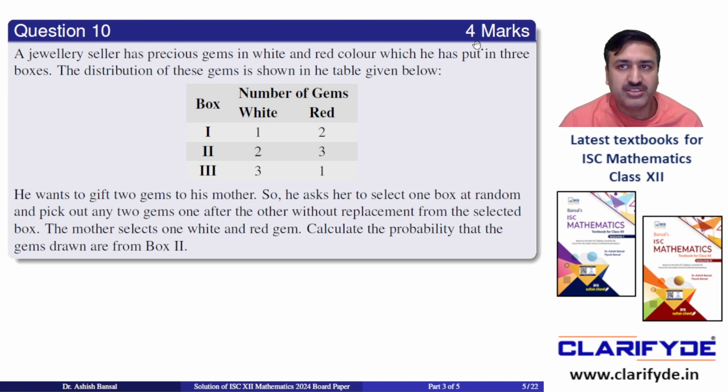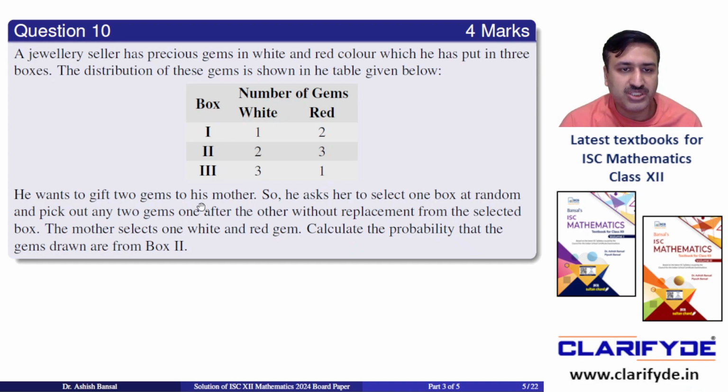Question number 10. It is a 4-mark question. It says a jewelry seller has precious gems in white and red color, which he has put in 3 boxes. The distribution of these gems is shown in the table given below. This is the table which is given. Box first, second and third, number of white gems and red gems are given.